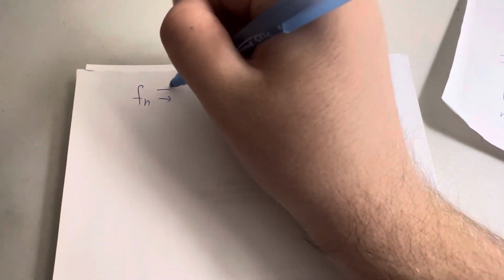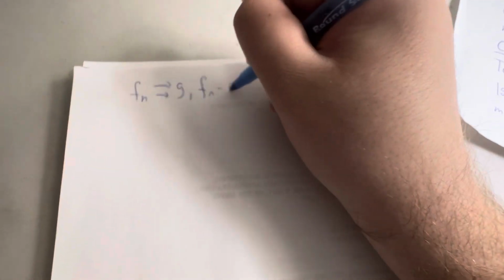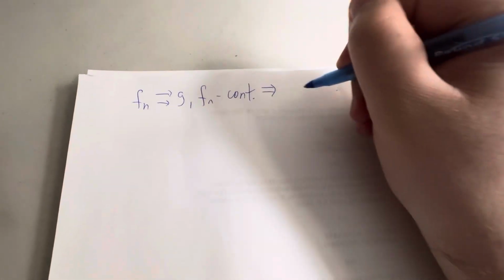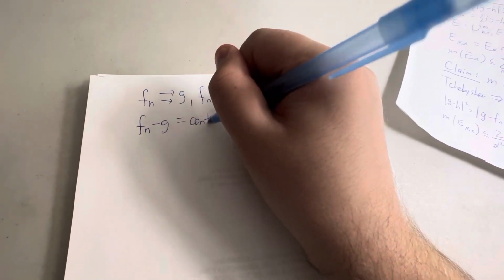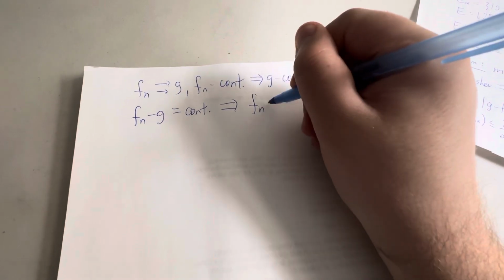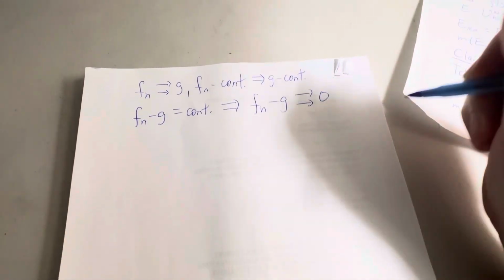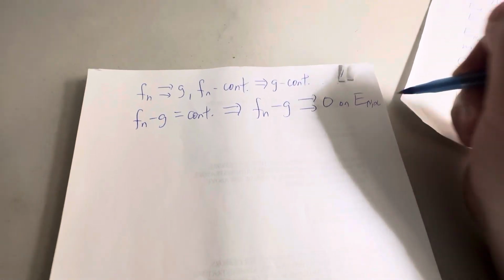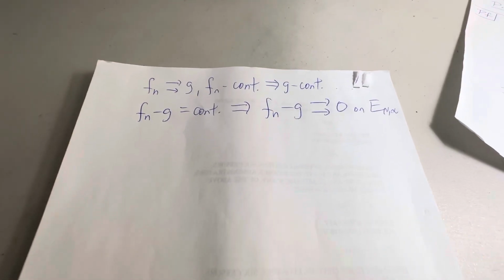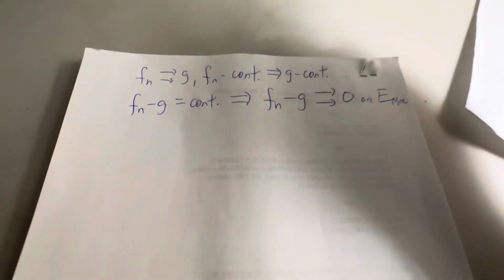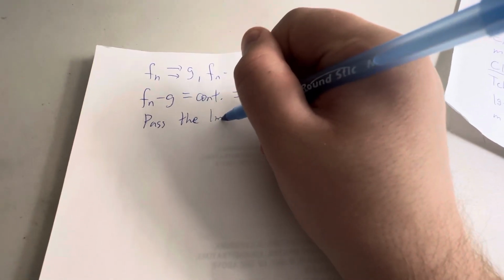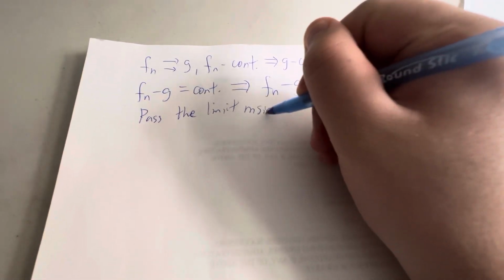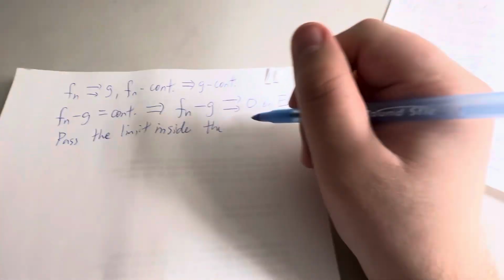But Fn converges uniformly to G. Fn is continuous. So together, this means that G is continuous, which means that Fn minus G is itself a continuous function. And we know that Fn minus G must converge uniformly to 0 on En alpha. Really on the whole space, but I only need it on En alpha. So we may pass the limit inside the integral.